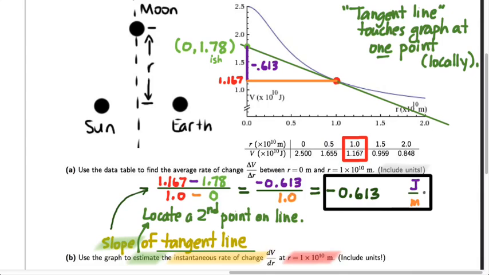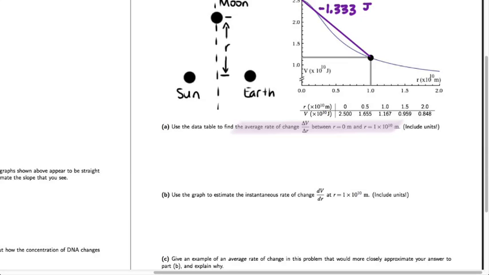So now we've measured an average rate of change. We've measured an instantaneous rate of change. Our last task is to figure out how to unite those 2 pictures. So remember, our average rate of change was joining the points at r equals 0 and r equals 1, and it was about negative 1.333 joules per meter. The instantaneous rate of change that we just measured was the slope of this tangent line taken at r equals 1, and its value was about negative 0.613 joules per meter. These 2 numbers are pretty different.